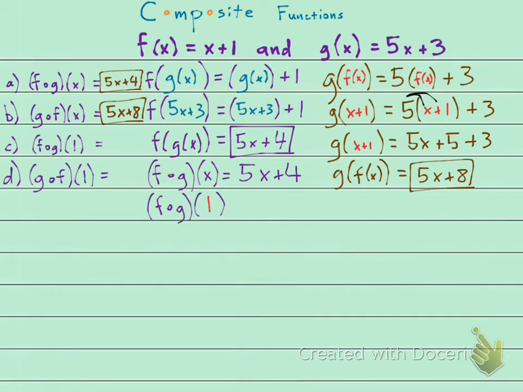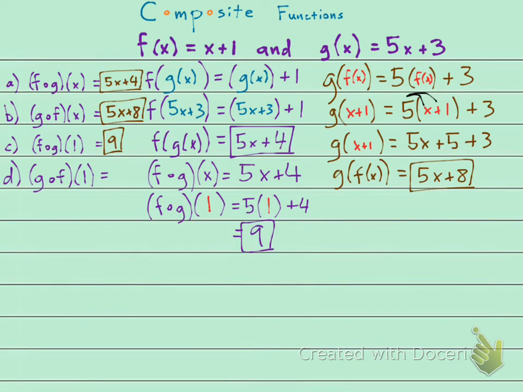Well, it's going to be 5 times the number 1 plus 4. 5 times 1 is 5, 5 plus 4 is 9. Okay, so there's my answer for part C. The f of g of 1 is 9.